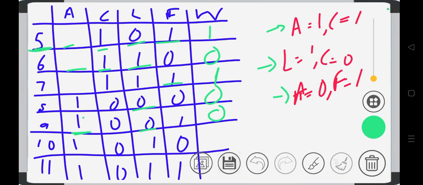Let's check number 10. A1 C1, no. L1 C0, yes. L is 1, C is 0 here. So this condition, second condition, satisfies here, right? So let's put a 1 here. Then let's check the number 11th term. A1 C1, no. L1 C0, yeah, we got this, L1 C0. So this is the output from 5 to 11. I hope it's clear. Let's move on to the next one.